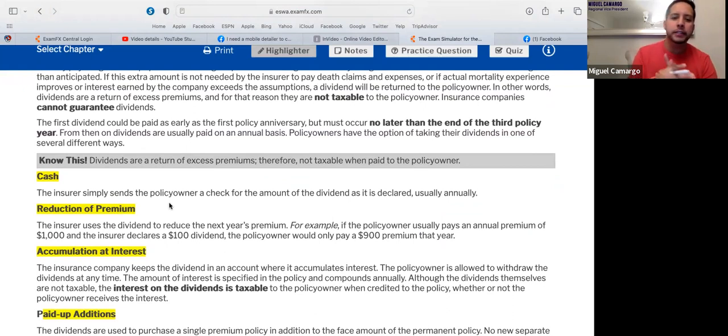So cash. Cash simply says, Nancy, we overcharged you by $200. Here's your money. You can take it. The second one is reduction of premium. Next to reduction of premium, I want you to write reduce next year's premium. Because all you're simply doing is, Nancy, you say, hey, listen, I don't really need that extra $200. Why don't you just put that towards my next year's payment? So reduction of premium is put towards next year's premium.